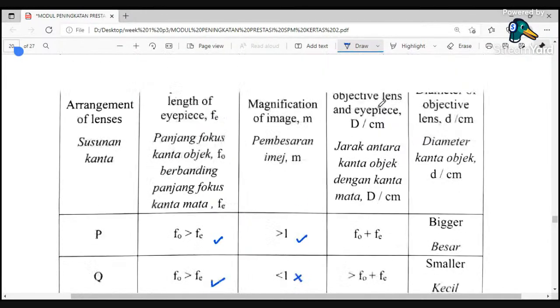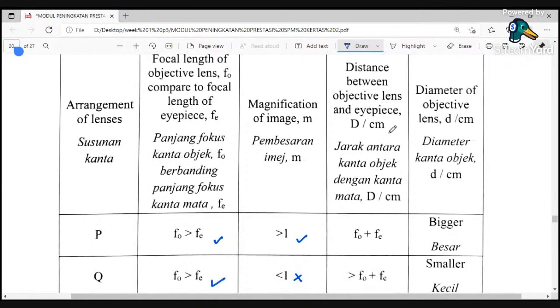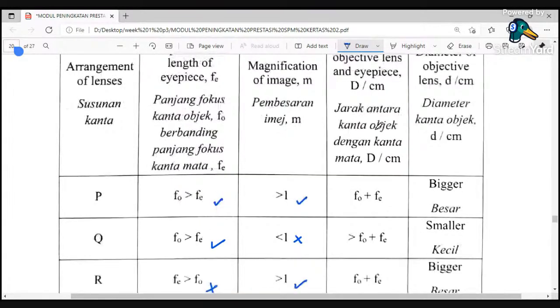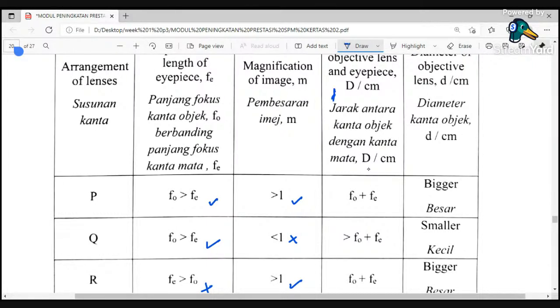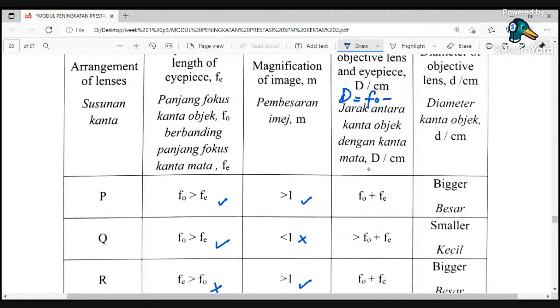Now the distance between objective lens and eyepiece must be equal to the total of FO and FE. The separation distance D for a telescope under normal adjustment is FO plus FE.